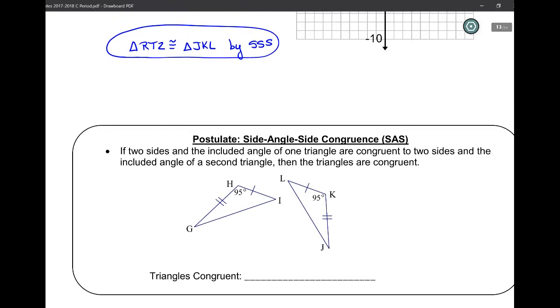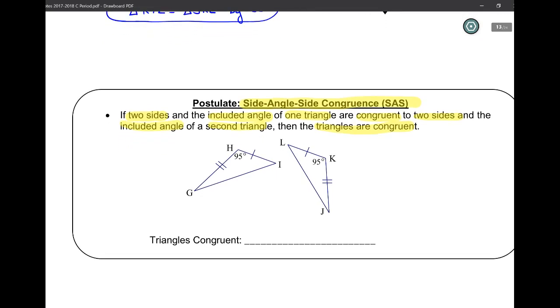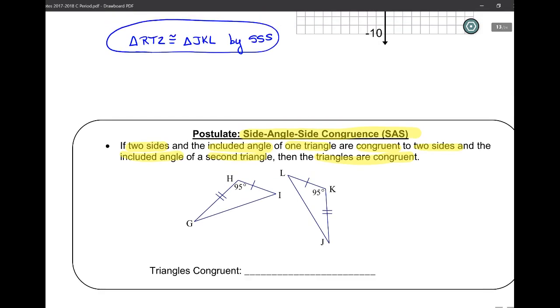So we have one more postulate we're going to look at for today. It's called side angle side congruence, abbreviated with SAS. So this is going to say if 2 sides and the included angle of one triangle are congruent to the 2 sides and the included angle of a second triangle, then the triangles are congruent. Now, what we mean by the included angle, this is the angle that is created by the 2 congruent sides. So for example, if I look at here's GH and HI, where they come together, 95 degrees, that's the included angle. And so here if we look, here's LK.